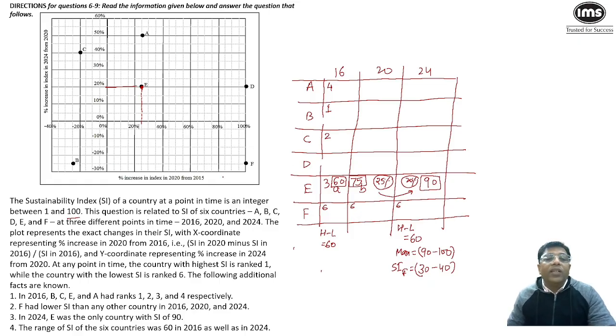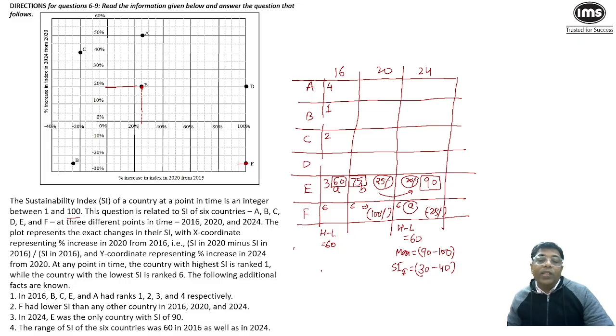So let's look at the graph and go to F. F's x-axis value is at 100%. It means the SI index of F has doubled in 2020 with respect to 2016. And if you look at the y-axis value, it is minus 25%. Great. So suppose this value is A, then what will be this value?